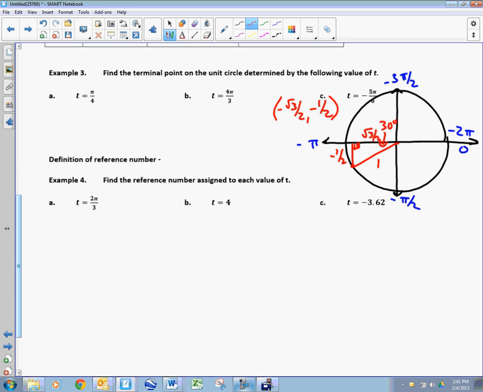Some people just convert them to the positive one right away. I'm not expecting you to do that yet, but 7 pi over 6 and negative 5 pi over 6, those are what we call coterminal. They share the same terminal point. In fact, there's an infinite number of coterminal angles.